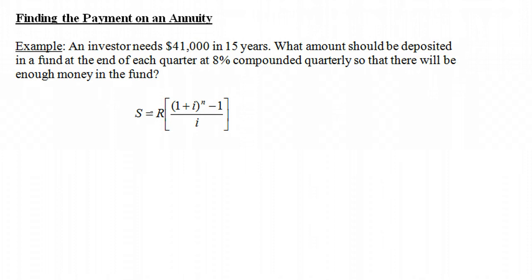So what we're really trying to find is this R. Previously we've been given R, I, and N, and we've tried to find S. Now we are given S, I, and N, and we're trying to find R. The question is, what is R? Now S, the future amount, we know what that's going to be. We want to have $41,000. And the I is 0.08 divided by 4, because it's compounded quarterly. So that would be 0.02.